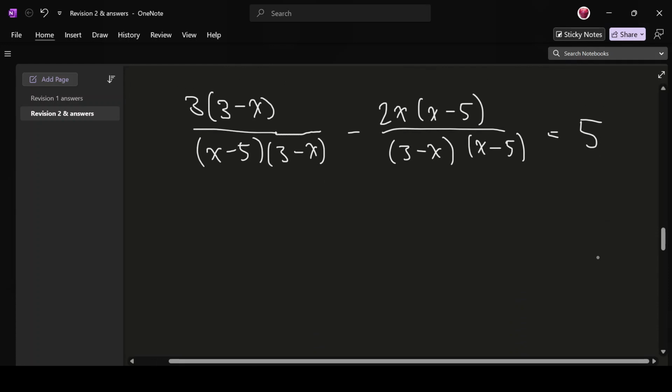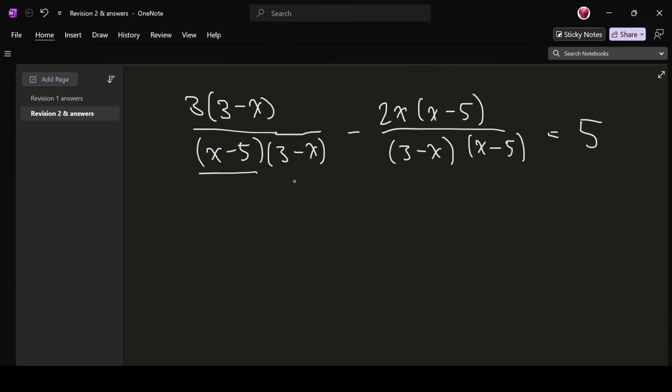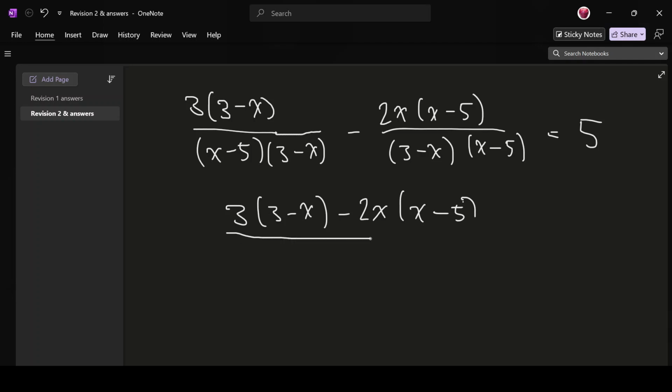Alright, now we can combine these two because, well, the bottom numbers are the same. It's x minus 5 times 3 minus x. And here, it's the same, 3 minus x times x minus 5. So yeah, we can just combine it. 3 times 3 minus x minus 2x times x minus 5. And this is all over this bottom number here. X minus 5, 3 minus x. And this is all still equal to 5.